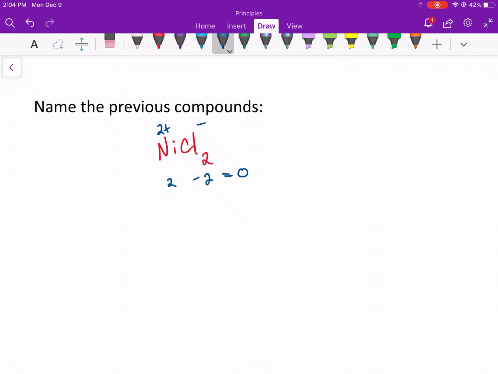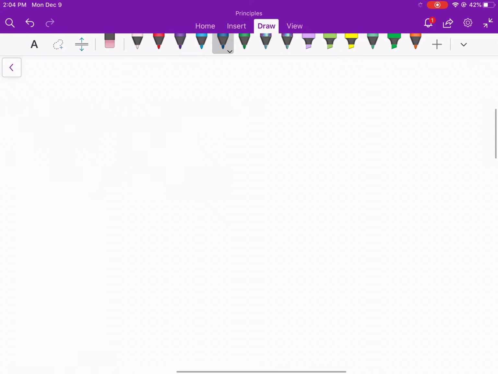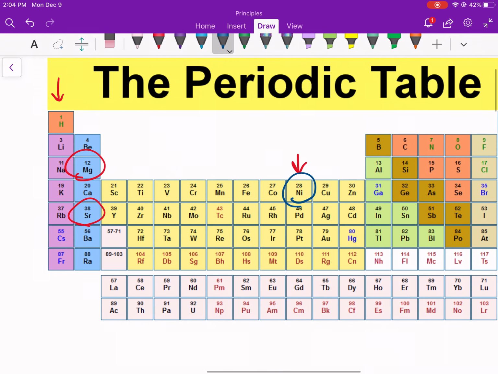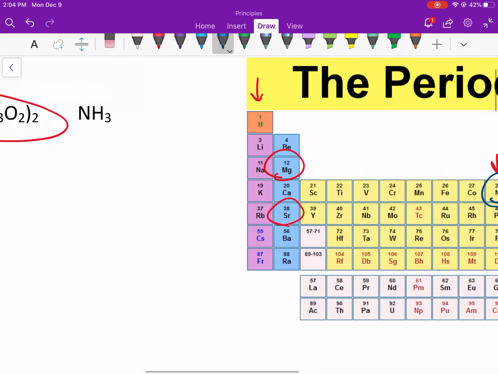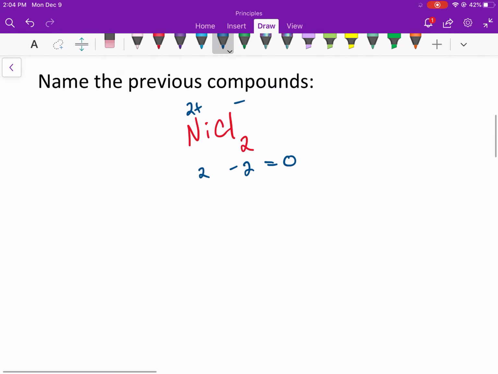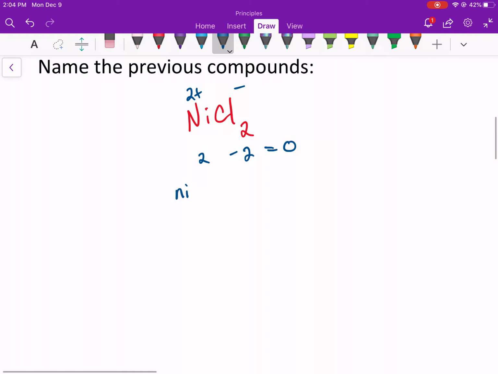And since there's just one of them, this is nickel 2. And the reason I went through all that is because nickel is a transition metal. It is, as I said earlier, up here, this part of the periodic table. So it's a transition metal, so it does need a Roman numeral. So this is going to be called nickel(II) chloride. Don't forget the "ide" ending on the anion.